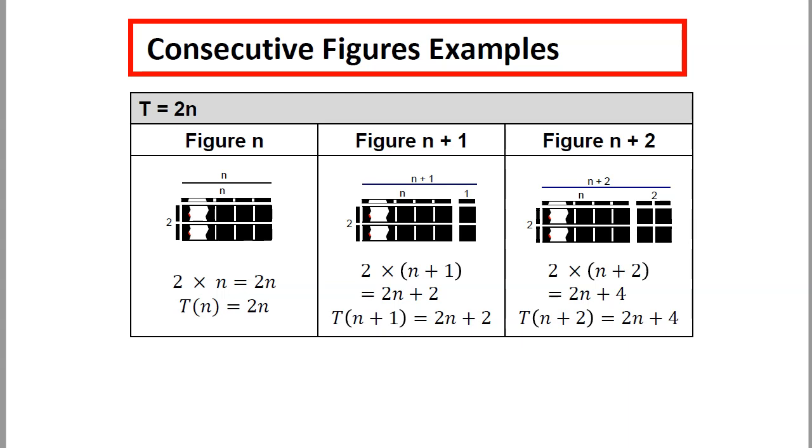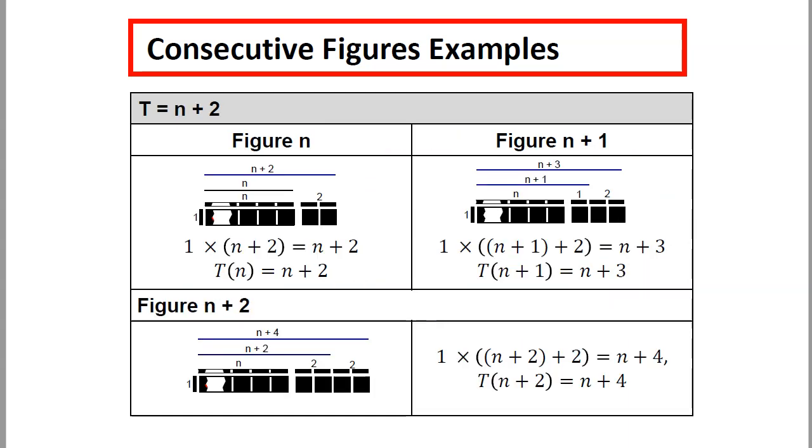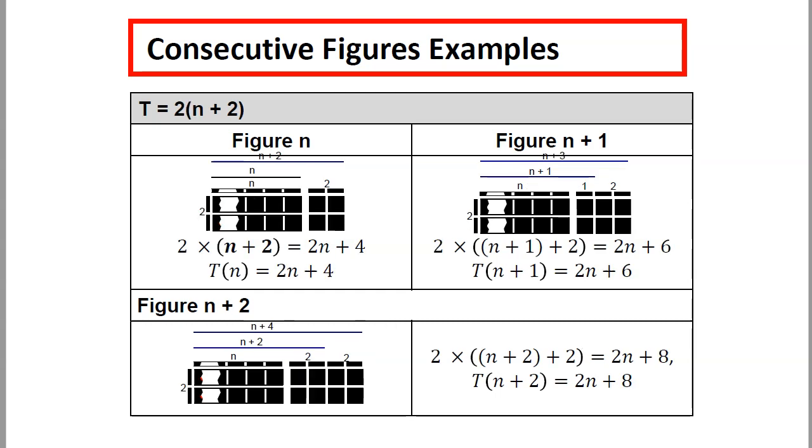black tiles. Looking at a different function, t equals n plus 2, we start with 1 black strip and 2 black tiles. Then for figure n plus 1, the black strip grows by 1 tile, so now we have n plus 3. Then in figure n plus 2, the black strip grows by 2 tiles, and now we have n plus 4. Combining these ideas together, we have t equals 2 times quantity n plus 2.